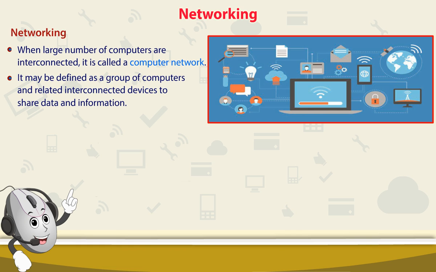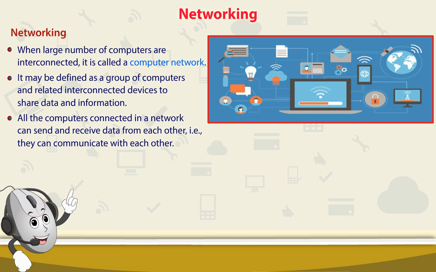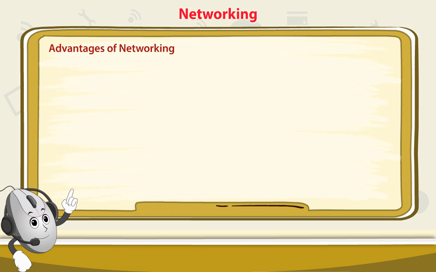It may be defined as a group of computers and related interconnected devices to share data and information. All the computers connected in a network can send and receive data from each other. That is, they can communicate with each other. Each computer in a network is called a node.